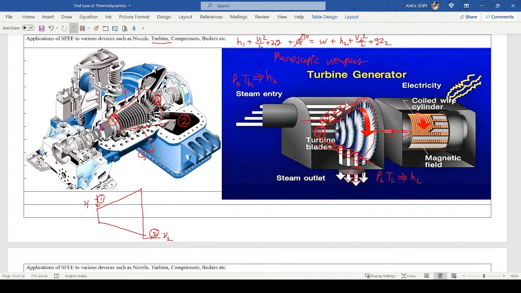Then what about the potential energy difference? The location at the entry and the location at the exit. These are the horizontal positions. The outlet is taken right here, but the location at which the steam enters and the location at which the steam exits is the same. So I will cancel out the potential energy term.